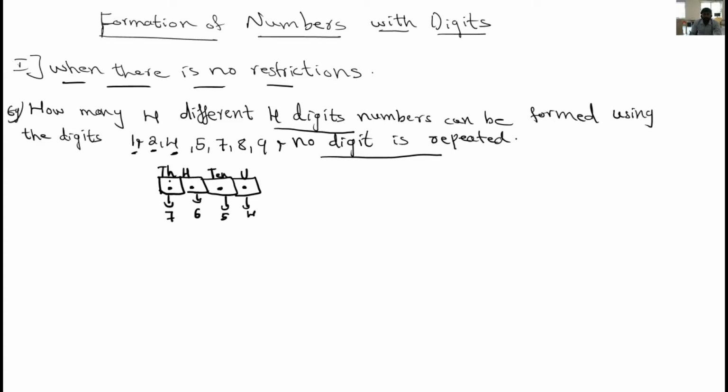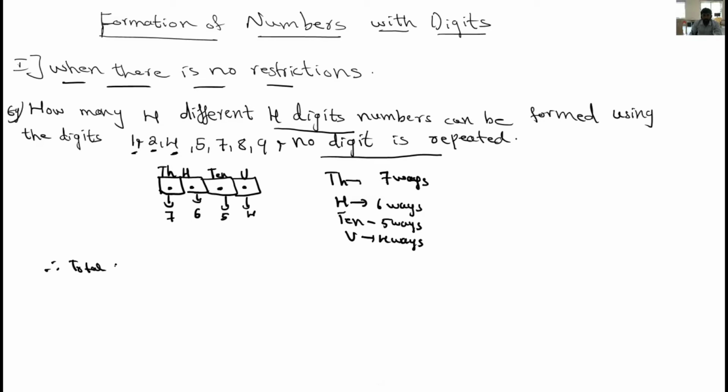So for thousands place, 7 numbers are available, hundreds place 6, tens place 5, unit place is equal to 4. So here I'll write: thousands place, how many ways are available? 7 ways. Then second one, hundreds place, 6 ways are there, and tens place, 5 ways are there, and units place, 4 ways are there.